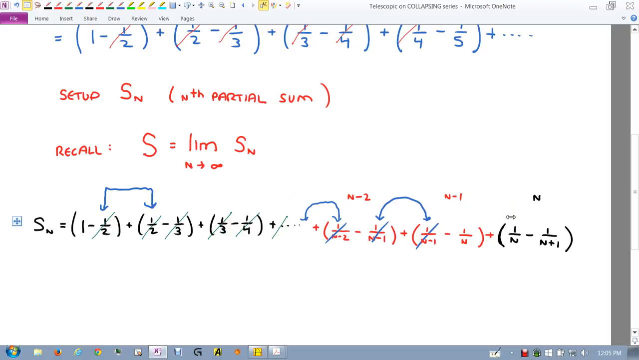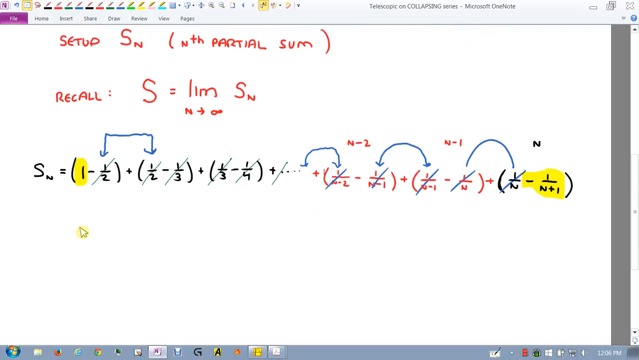Second guys kill off first guys to the right. So this guy's going to get killed off by that one. Second guys kill off first guys to the right. Is there a first guy to the right? No, because we stopped, didn't we? This guy does not go anywhere. So we still have this piece right here. And what else didn't get killed off? The one in the very beginning. So that means that S sub n is equal to 1 minus 1 over n plus 1.